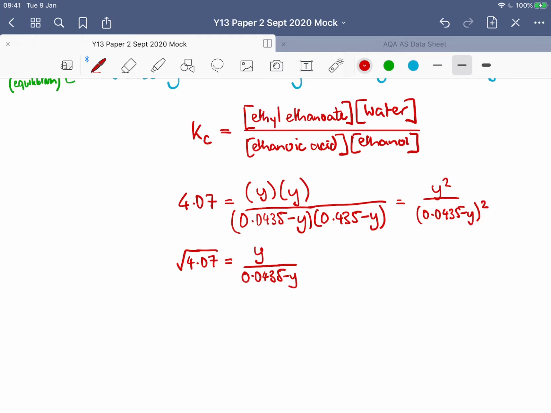And now I want to simplify it. So now I want to get it in terms of Y. It's going to be about keeping things in your calculator as well. So the square root of 4.07 is 2.017. I'm going to write on here 2.02, but I've kept it in my calculator. And then that is going to be multiplying, because I'm going to multiply both sides by 0.0435 minus Y.